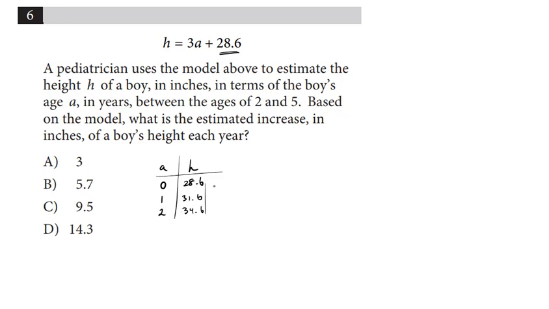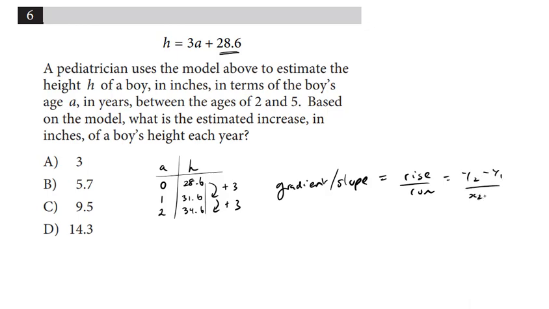So the increase per year is just going up by 3, and that's what the gradient definition is. The gradient or the slope is taught as rise on run, or y2 minus y1 over x2 minus x1. But essentially what it is, it's just the unit rate.